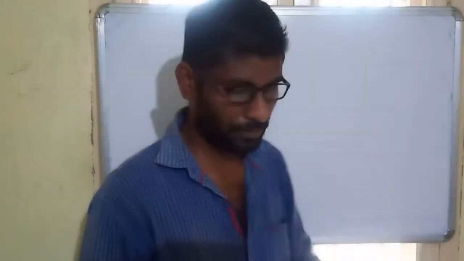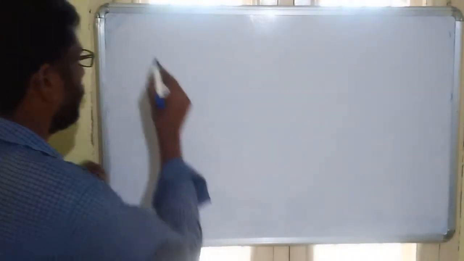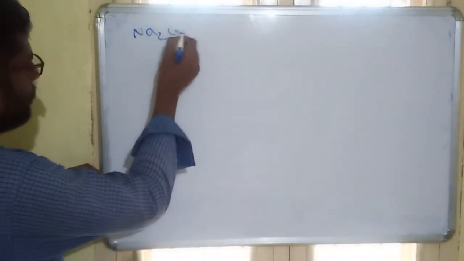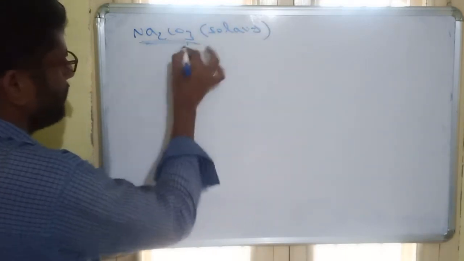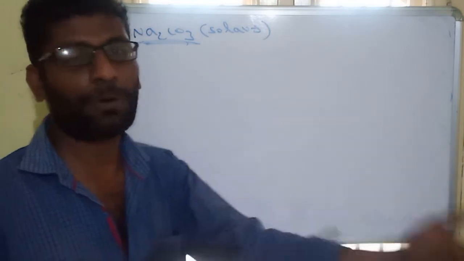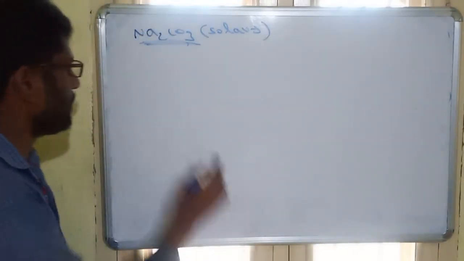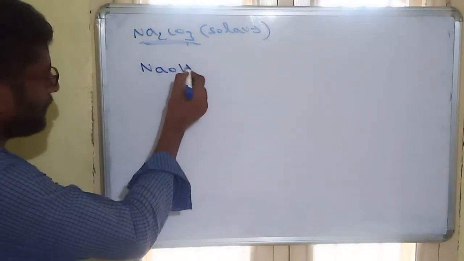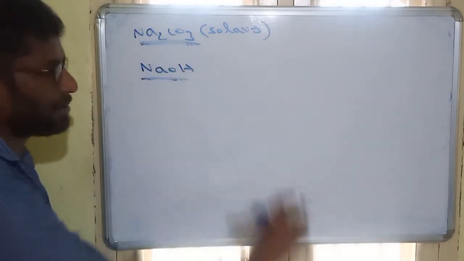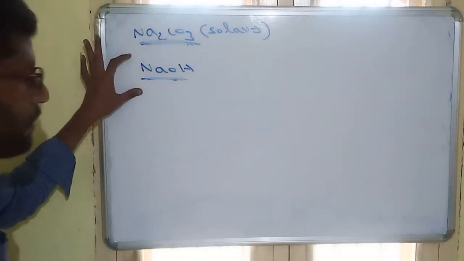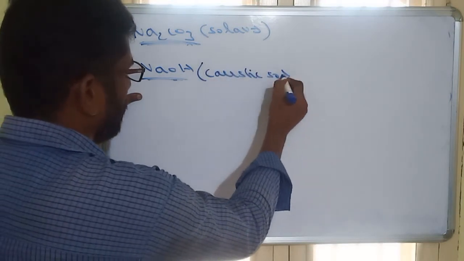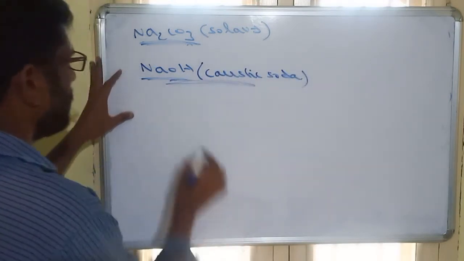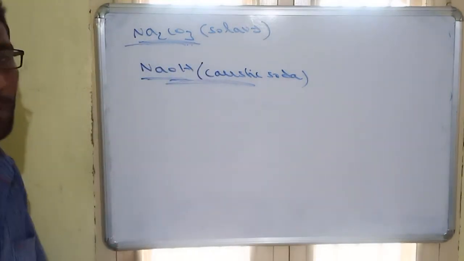Actually there are some important compounds. One is washing soda, Na2CO3, which can be prepared by the Solvay process. We just have to practice the preparation equations. Another compound is NaOH, also called caustic soda. These two preparations are important: caustic soda preparation and sodium carbonate, washing soda, preparation.